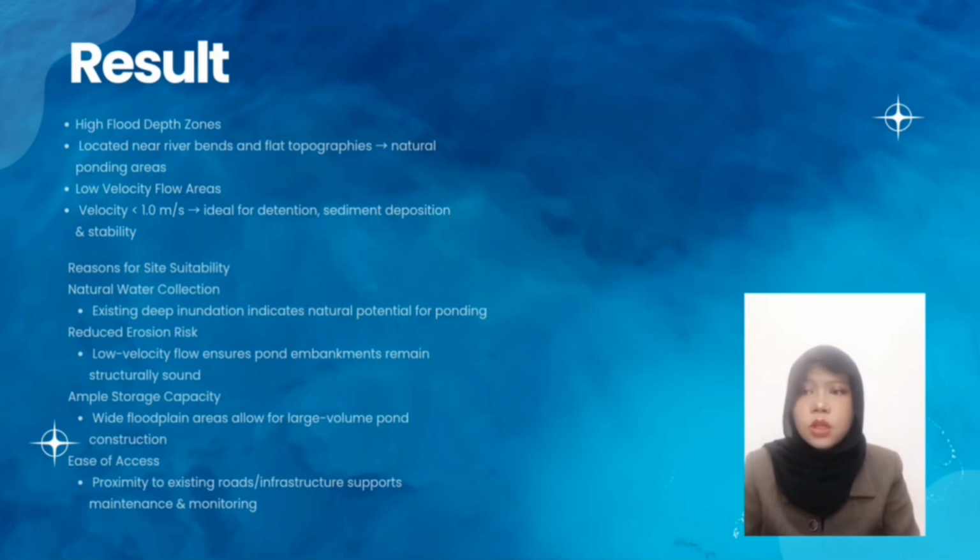Okay, we go to embossed terrain capability. Wide footprint area allows for large volume pond construction. Okay, next is accessibility: proximity to existing routes, infrastructure support, maintenance, and monitoring.